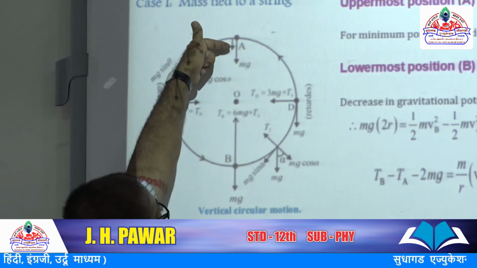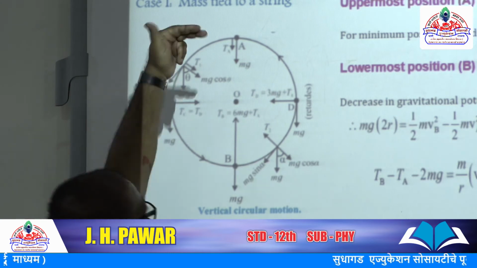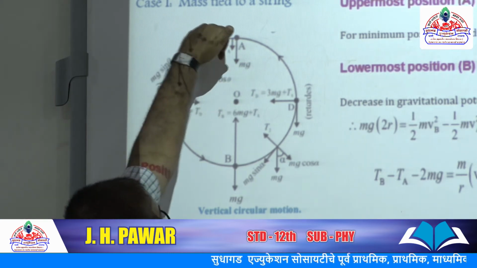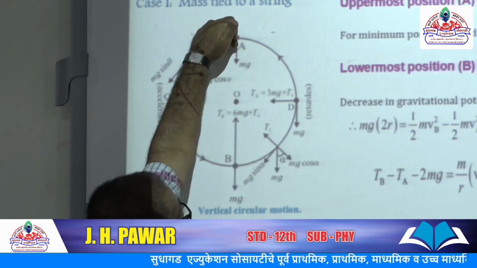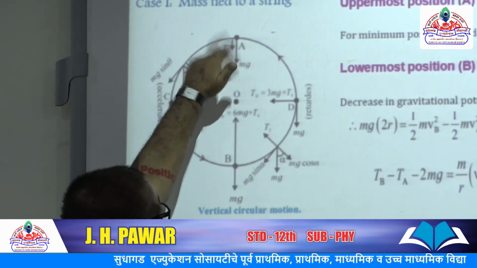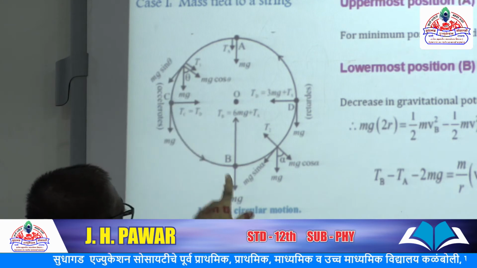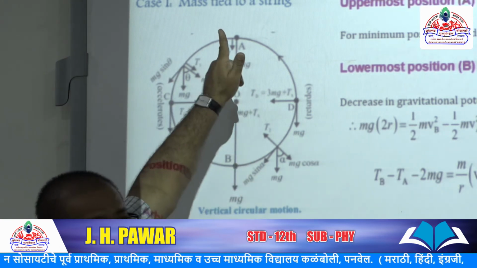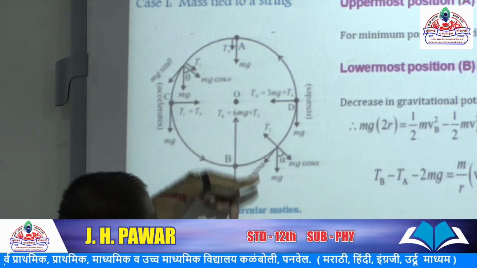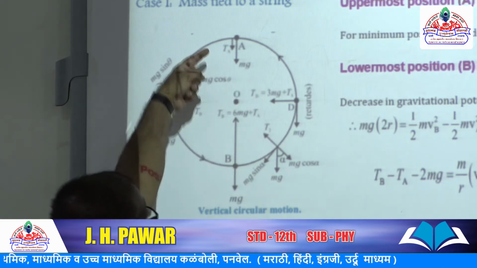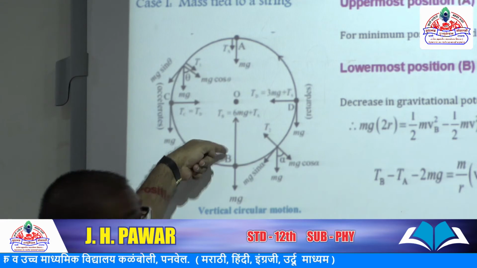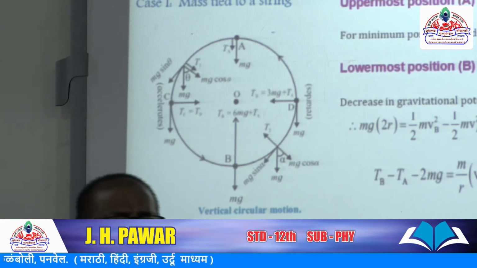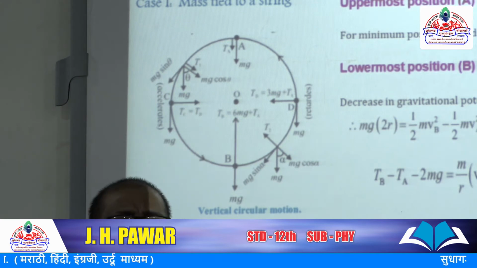weight and tension are along the same line. At the top, tension is along the radius toward the center, vertically downwards, and weight is downward; both are in the same direction. At the bottom, tension is in the upward direction and weight is in the downward direction. Here they are in the opposite directions, but I think they are in the same line.